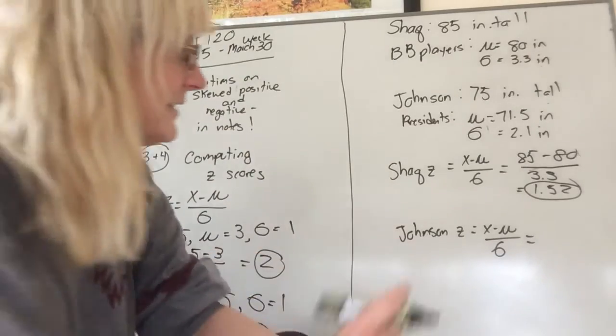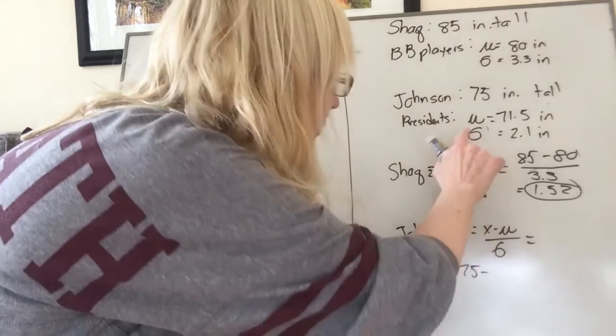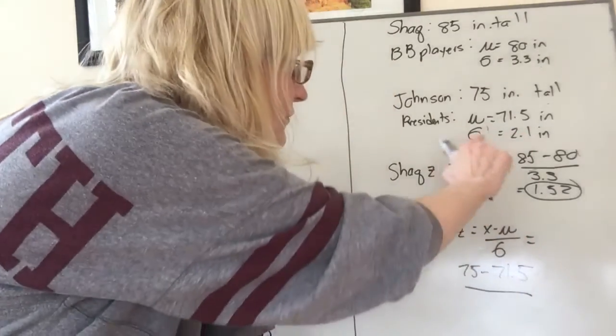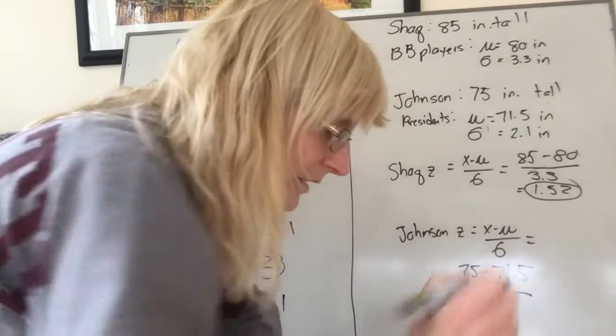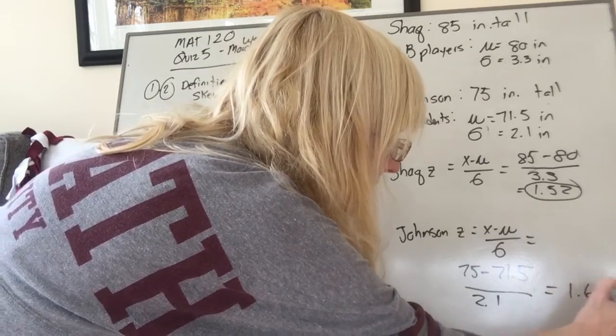How about Lyndon Johnson? His height is 75 inches. The mean for presidents is 71.5, and the standard deviation for presidents is 2.1. So when I did that on my calculator, I got 1.67.